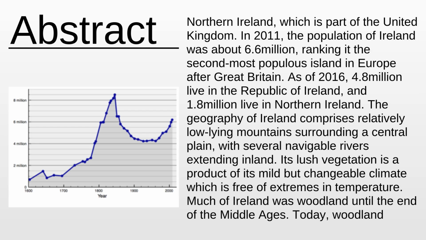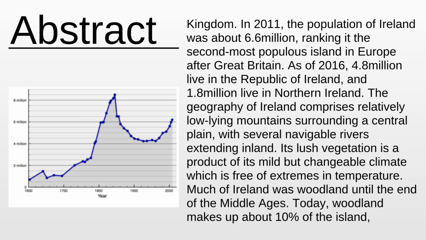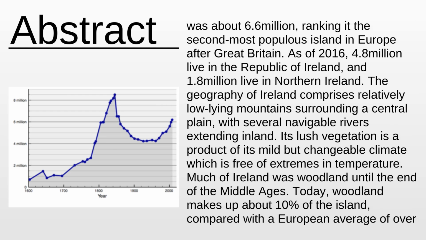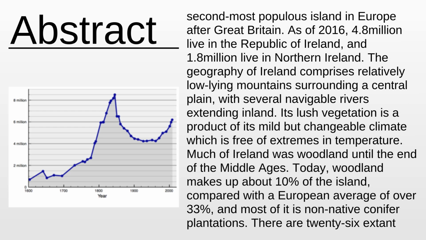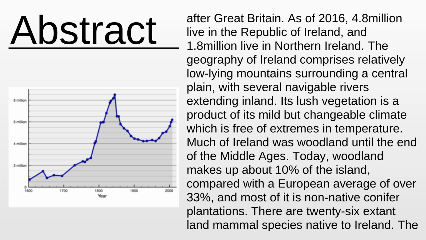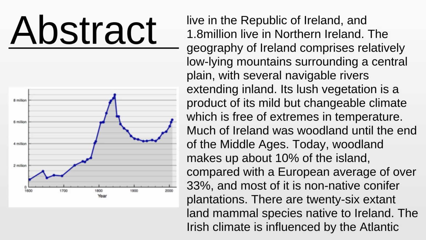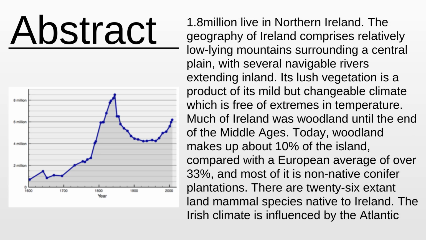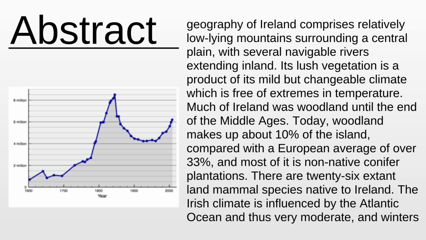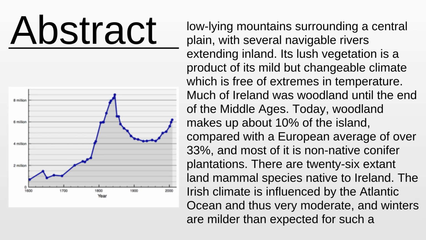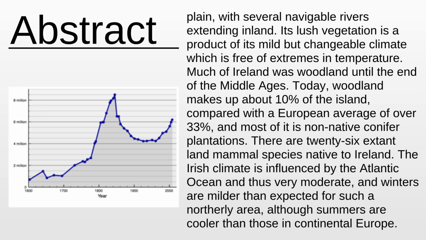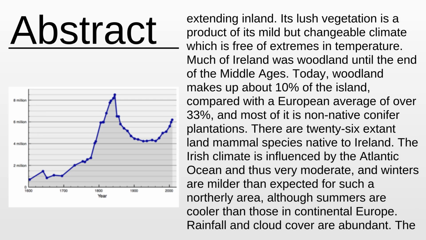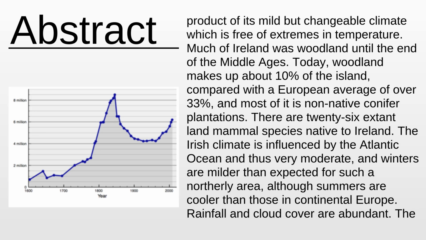In 2011, the population of Ireland was about 6.6 million, ranking it the second most populous island in Europe after Great Britain. As of 2016, 4.8 million live in the Republic of Ireland, and 1.8 million live in Northern Ireland. The geography of Ireland comprises relatively low-lying mountains surrounding a central plain, with several navigable rivers extending inland. Its lush vegetation is a product of its mild but changeable climate, which is free of extremes in temperature.